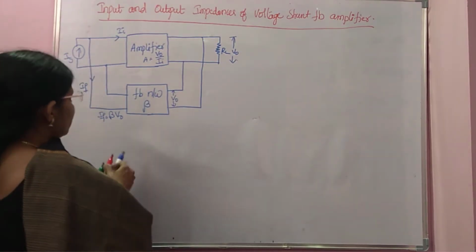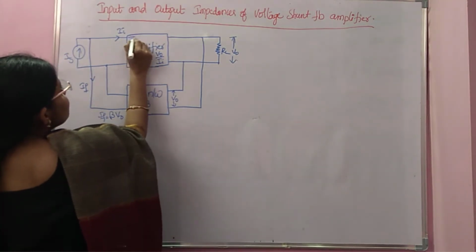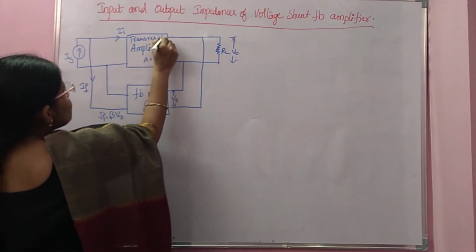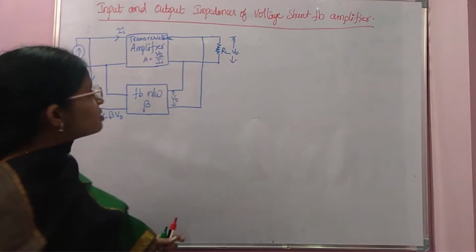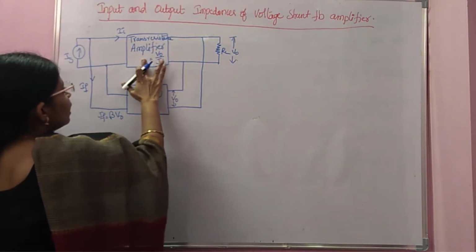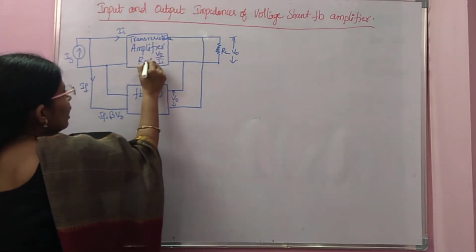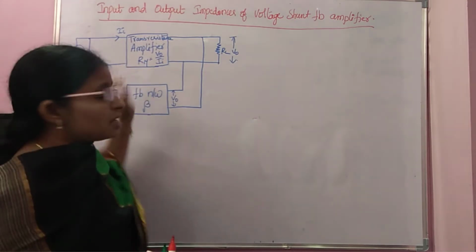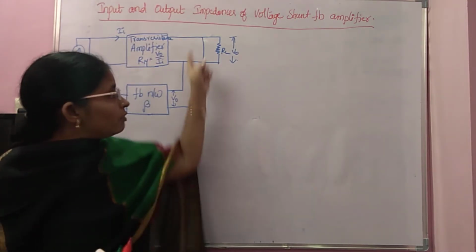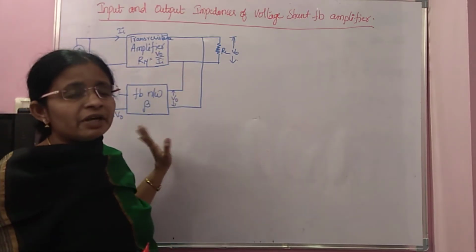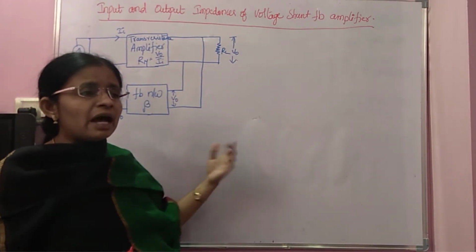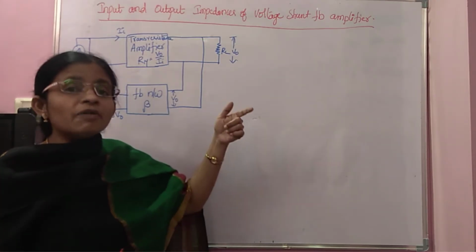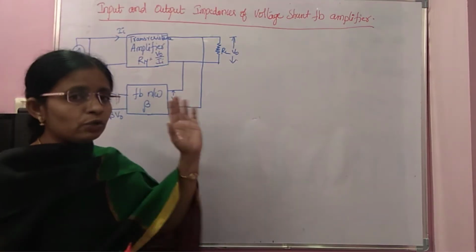So the amplifier is a trans resistance amplifier, and its gain is indicated by RM, where RM is equal to V0 by II. This is the gain without feedback. The total gain with feedback is RMF, which is equal to RM by 1 plus RM beta. I already explained this in the video on types of feedback amplifiers; if you want, you can go through that video.